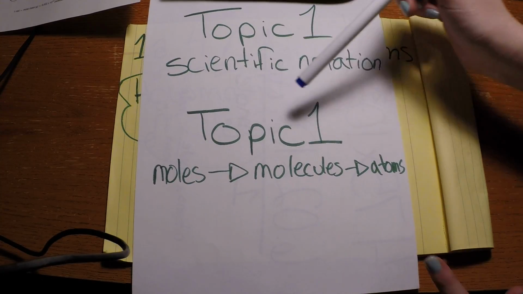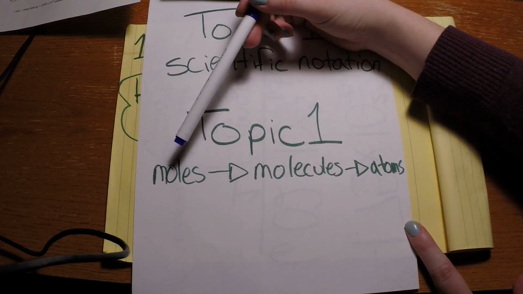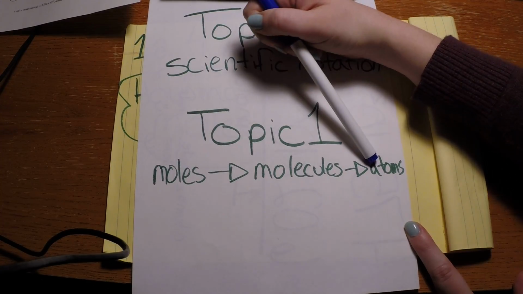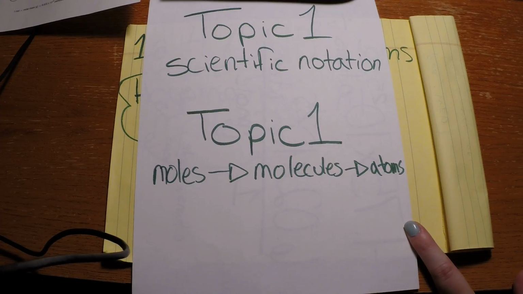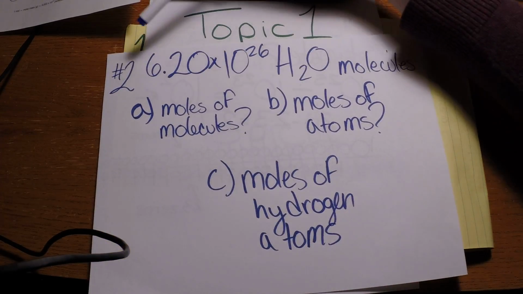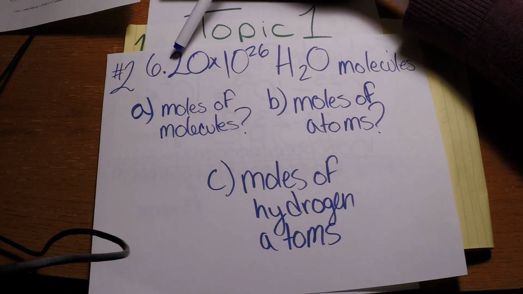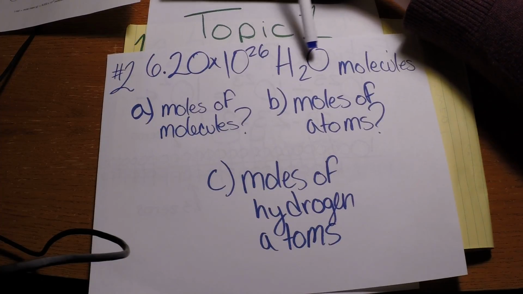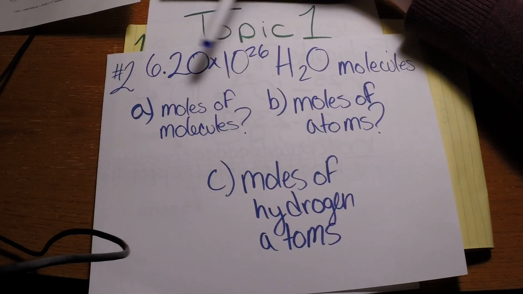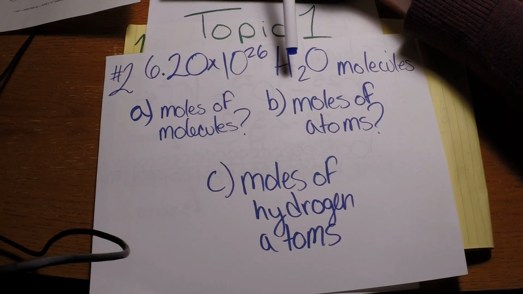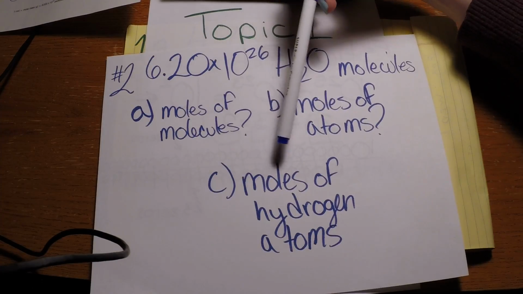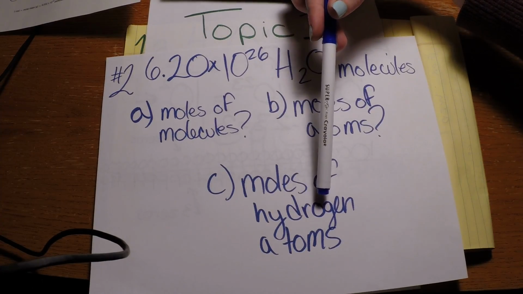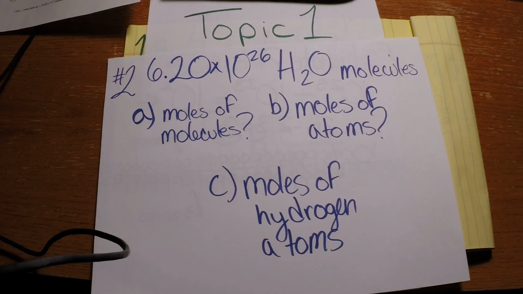Okay, topic number 1. Now we're going to talk about how to get from moles to molecules all the way over to atoms. Okay, this question, number 2, asks us if we have 6.2 times 10 to the 26 molecules of water, how many moles of molecules are there? How many moles of individual atoms are there? And how many moles of specifically hydrogen atoms are there?